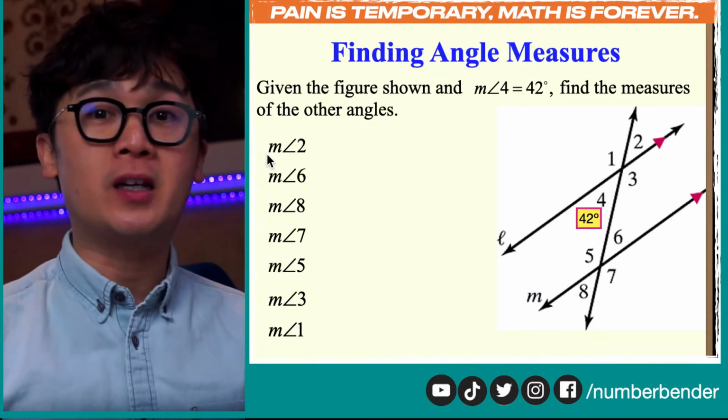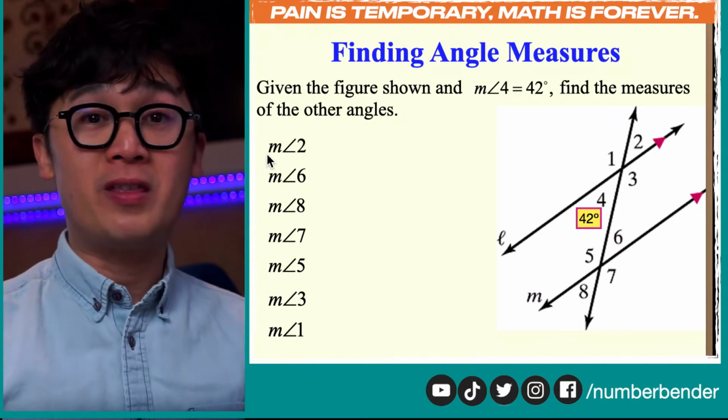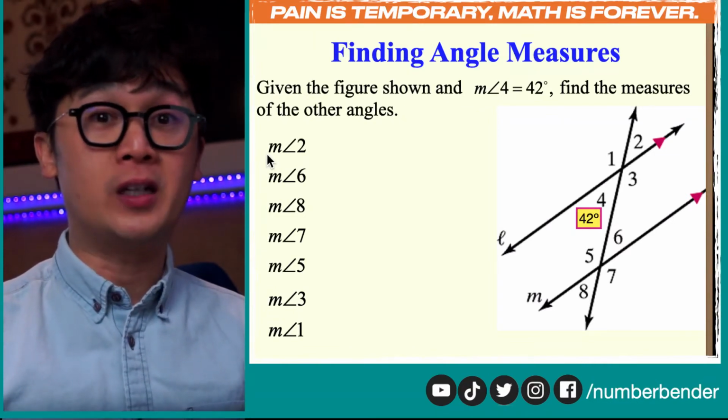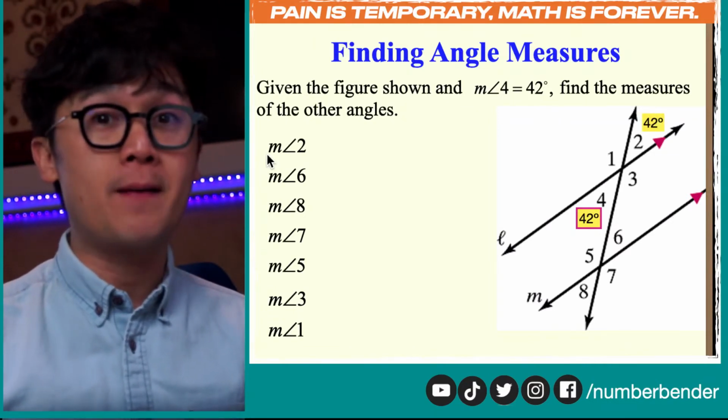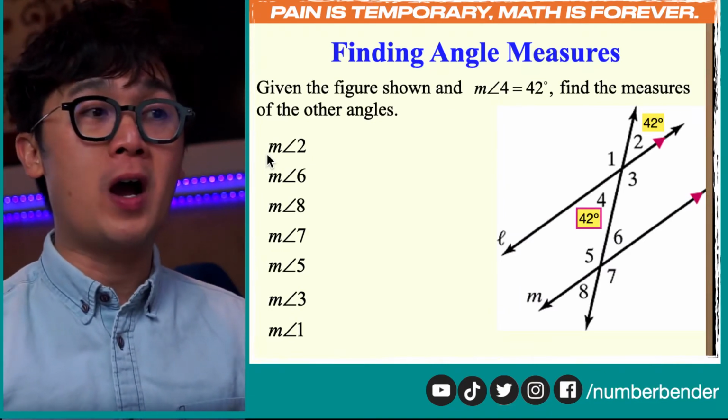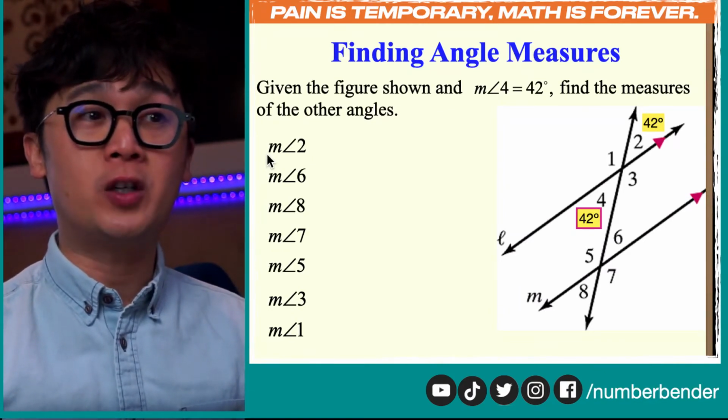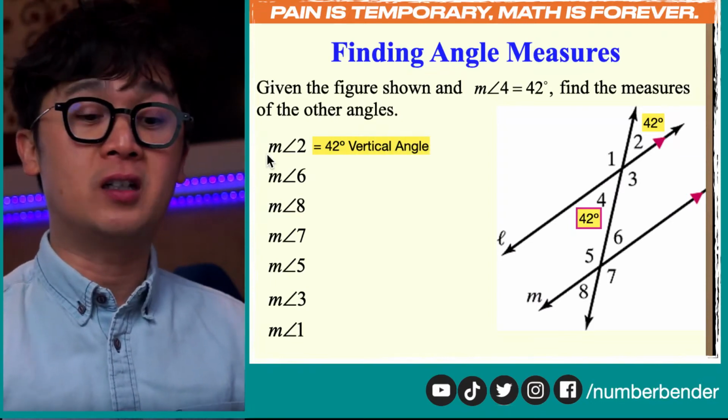And it's easy because we are all too familiar with vertical angles, and we know that 4 and 2 are vertical, so they are congruent. So our reason why we know that angle 2 is 42 degrees is because they are vertical angles.